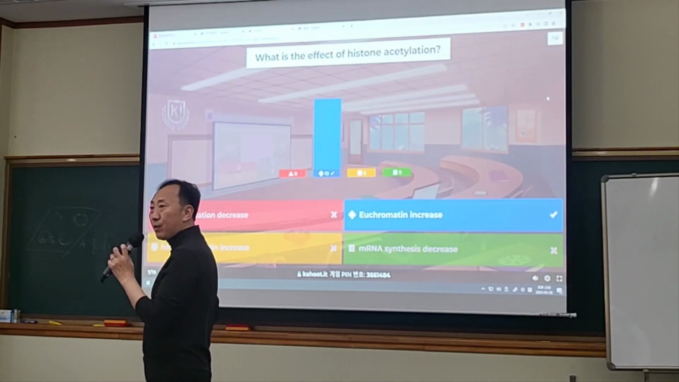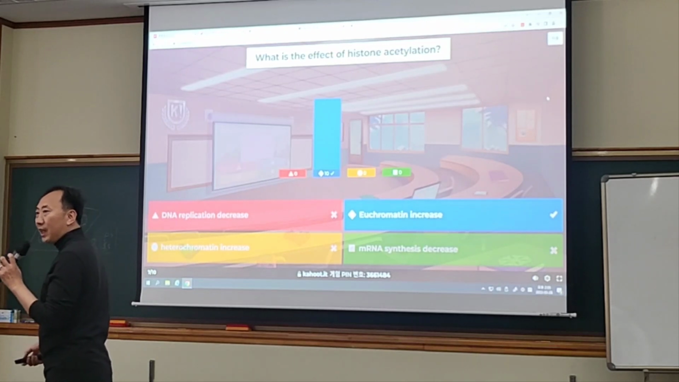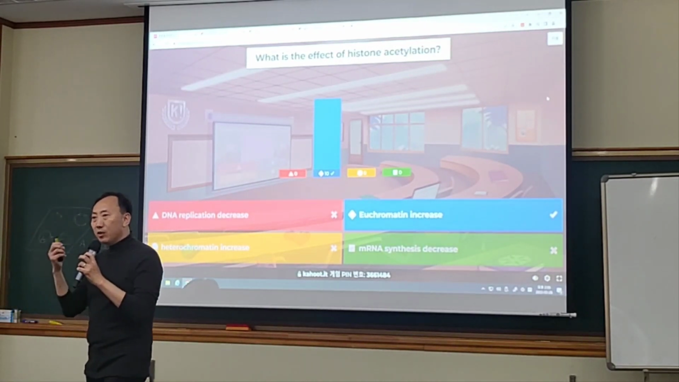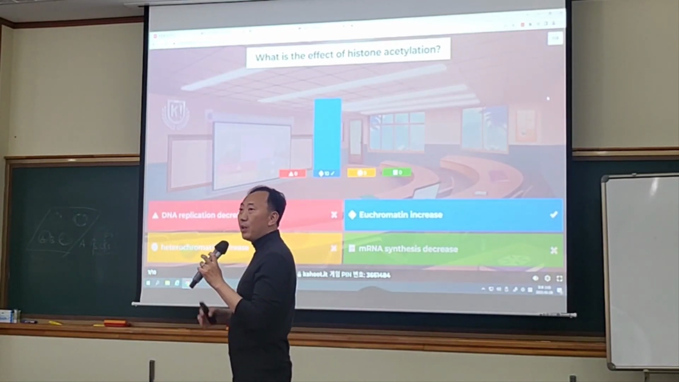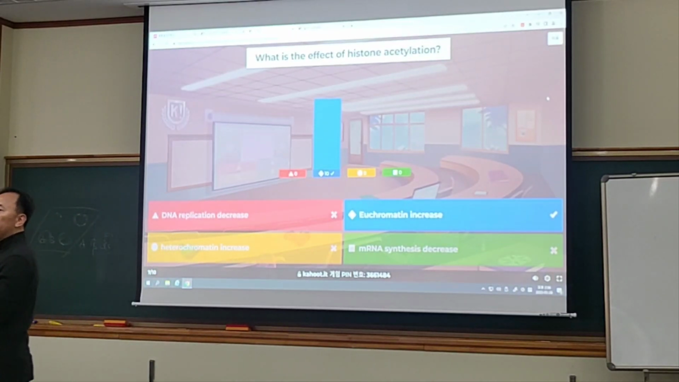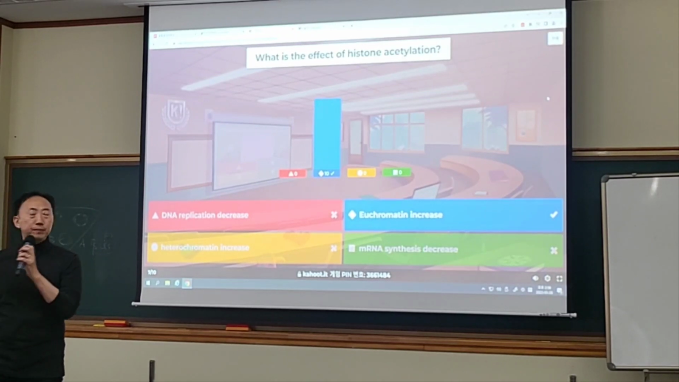Eu means it's real. Prokaryotic, eukaryotic: karyo is nucleus. Eukaryotic means real nucleus. Euchromatin means real chromatin, real DNA which does the gene expression. Okay, hetero means different. It's condensed and it looks different.